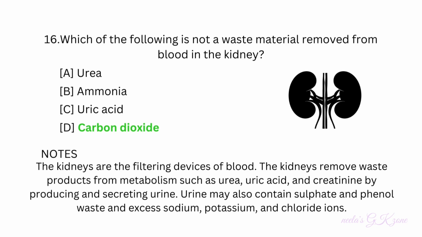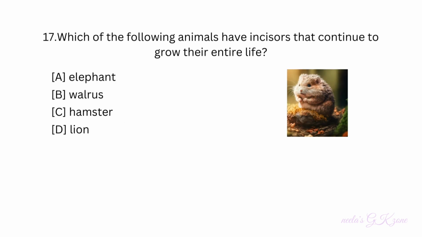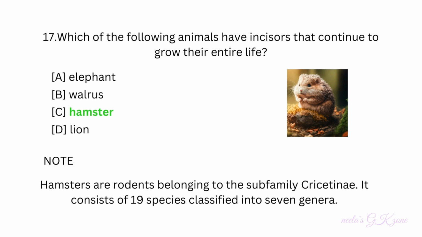And the next question is, which of the following animals have incisors that continue to grow their entire life? Options are elephant, walrus, hamster, lion. And the answer is hamster. Hamsters are rodents belonging to the subfamily Cricetinae. It consists of 19 species classified into 7 genera.